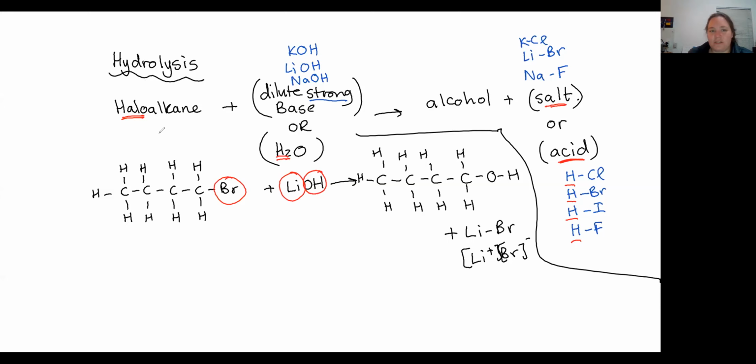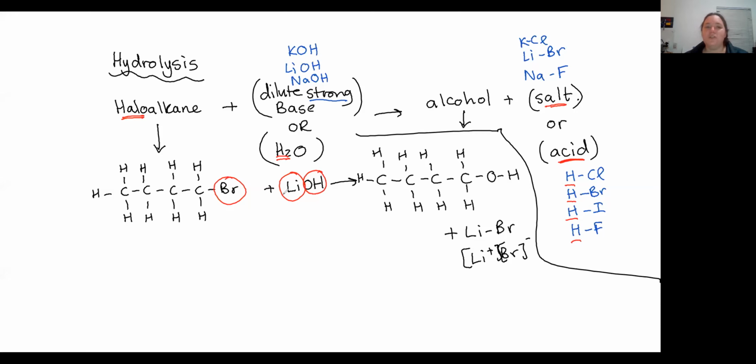With our hydrolysis, we always have to start with a haloalkane. We always have to produce an alcohol, and we will also produce something else that goes with it, that's produced when the two groups split apart.